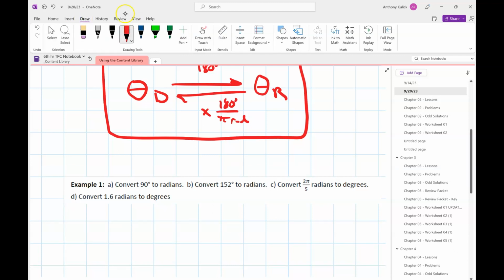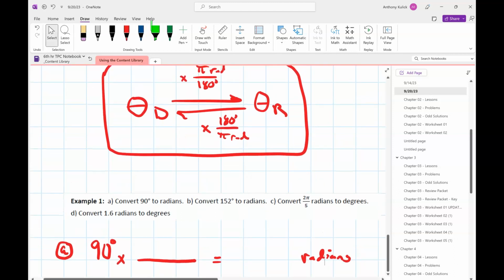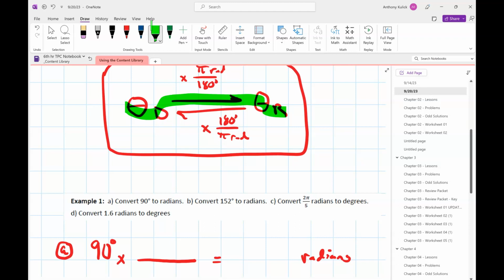So part A says to convert 90 degrees to radians. So I start with 90 degrees. And what do I need to multiply this by so that my answer is in radians? Well, we're doing like this path, right? Starting with degrees, ending in radians. Everybody agree?